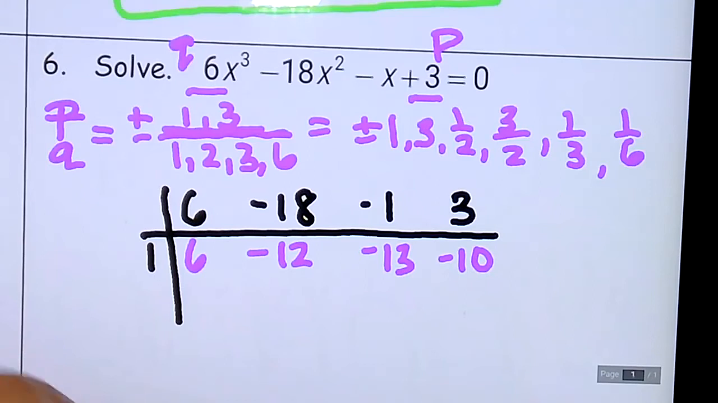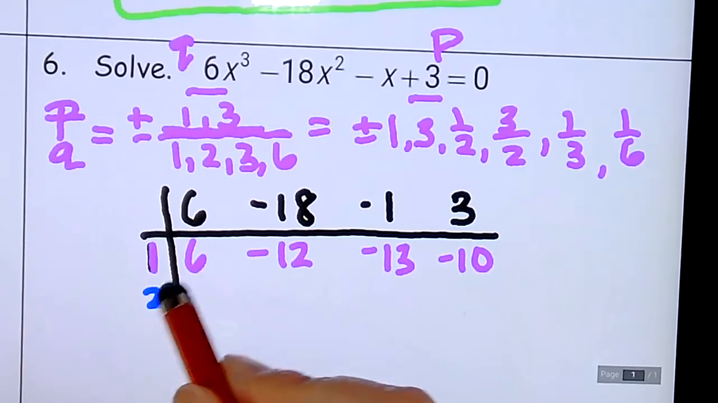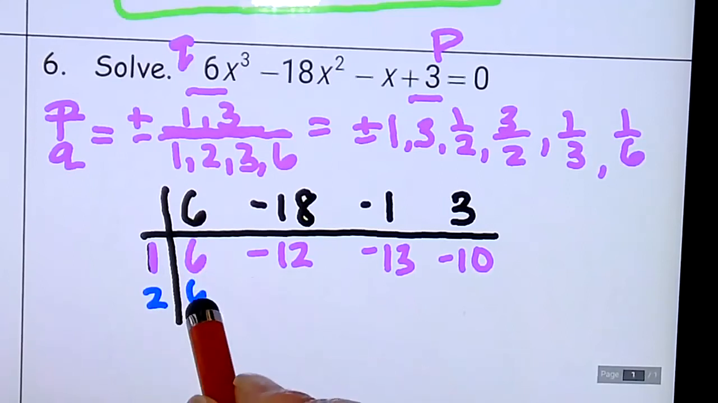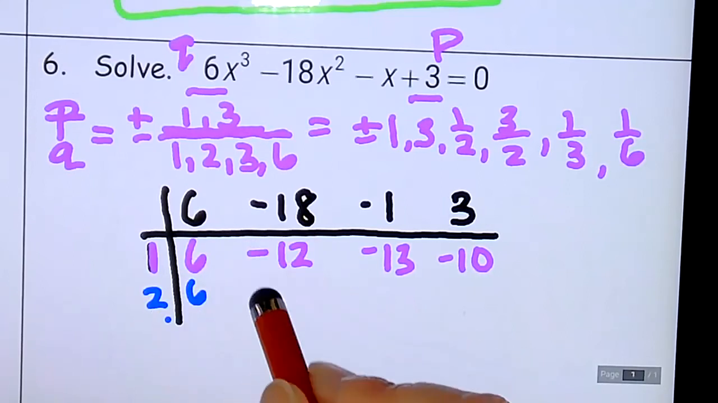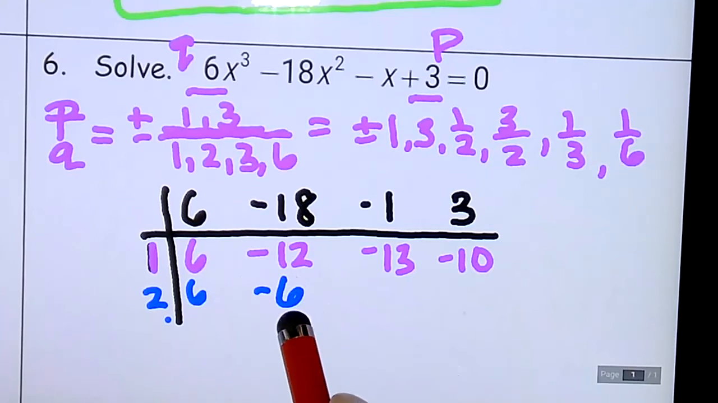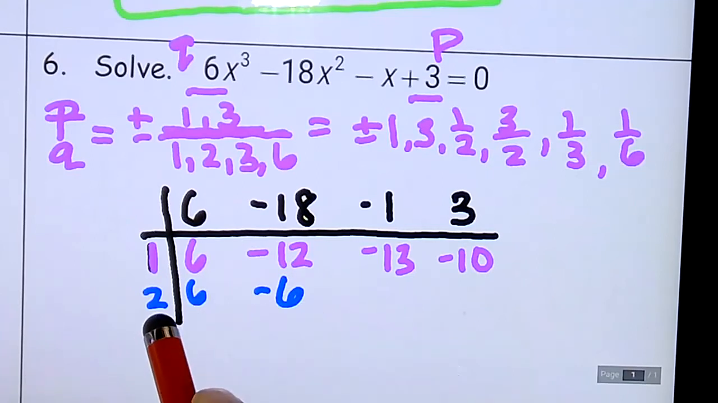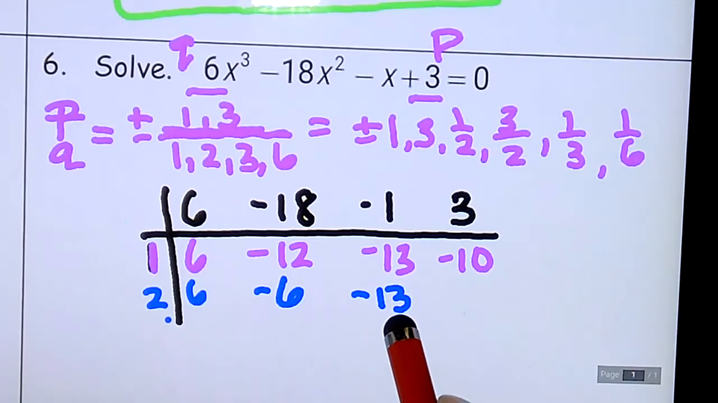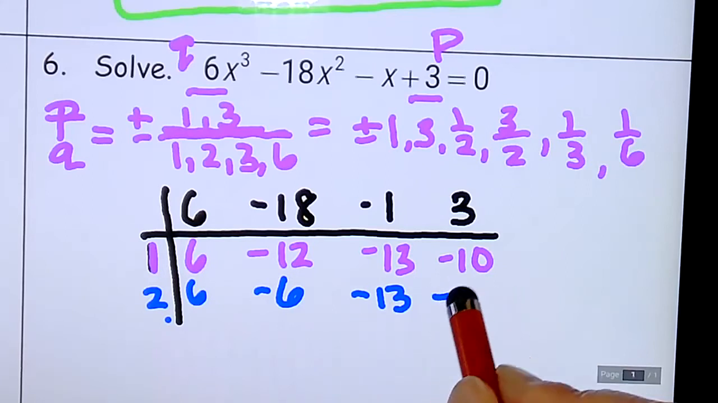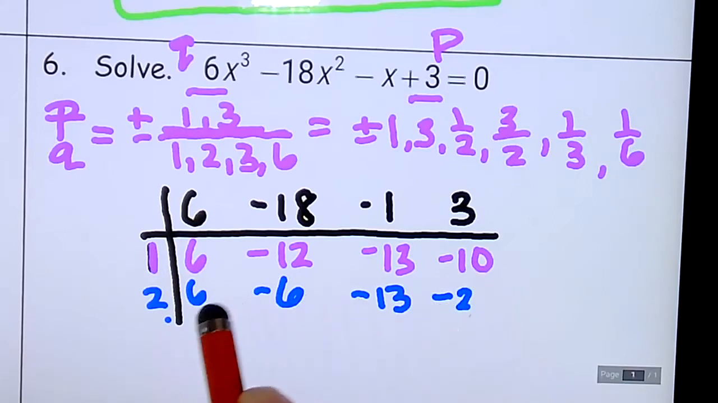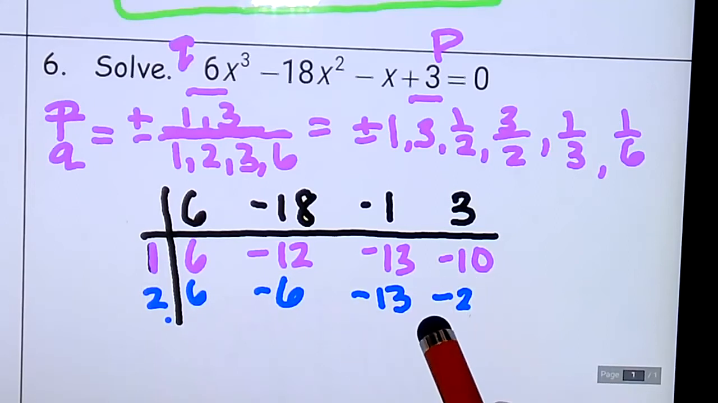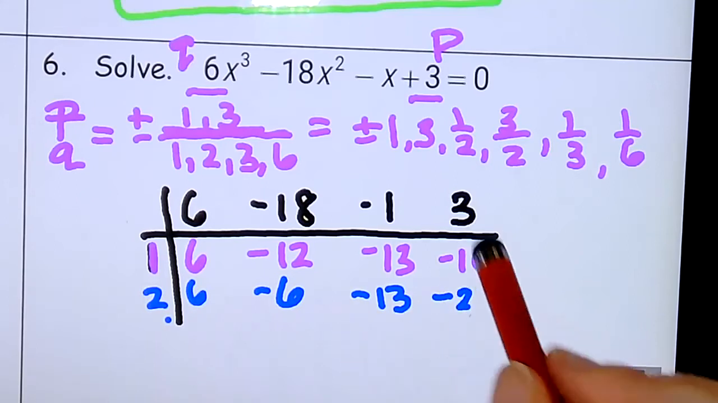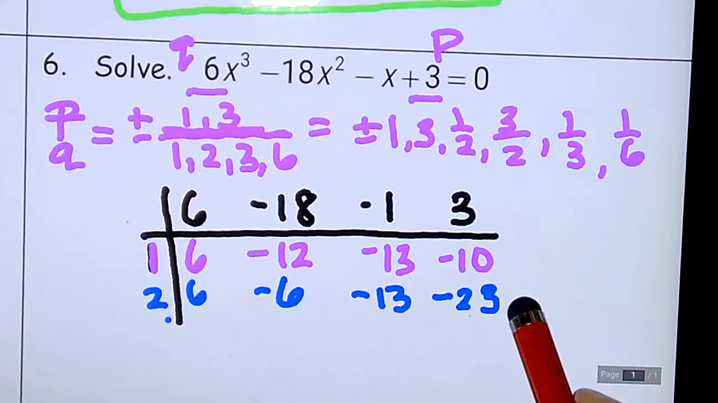So let me try, and here, let me just kind of color code this. Let me try another one. So let's say I try 2. Again, bring down my 6. 2 times 6 is 12. I add it, negative 6. Negative 6 times 2 is negative 12. I add it, negative 13. Negative 13 times 2 is negative 26. So I add it and I get negative 23.